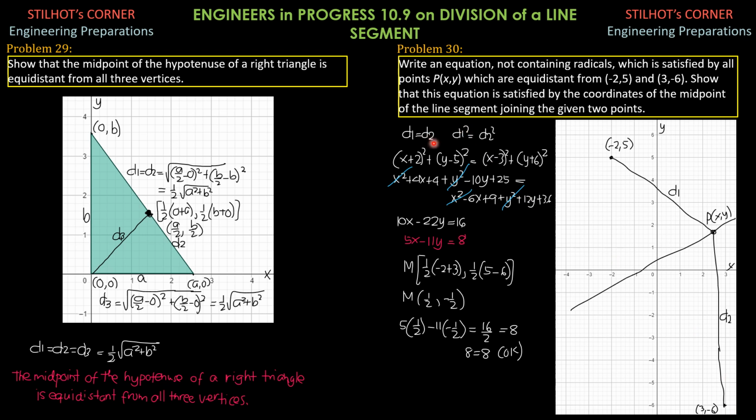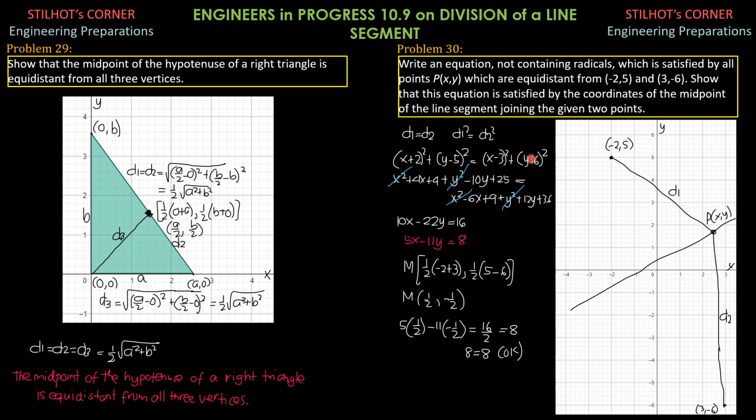So distance 1 equals distance 2, squaring, distance 1 square equals distance 2 square, and by distance formula, beginning with the point x comma y, distance 1 square is quantity x minus negative 2, so that's x plus 2 square plus y minus 5 quantity square. While distance 2 square is quantity x minus 3 quantity square plus y minus negative 6, or y plus 6 quantity square.